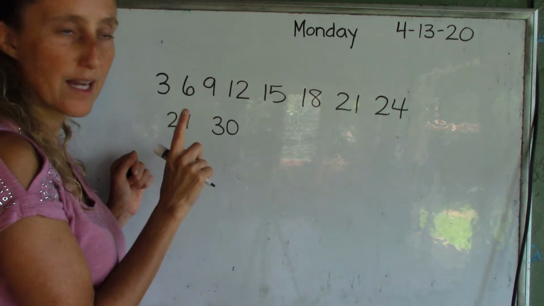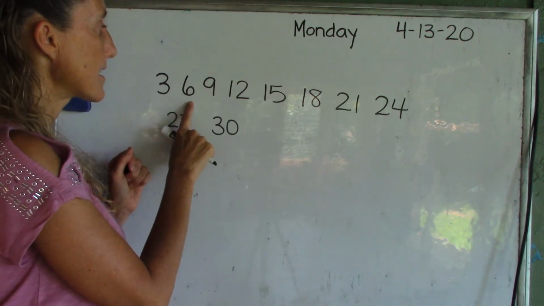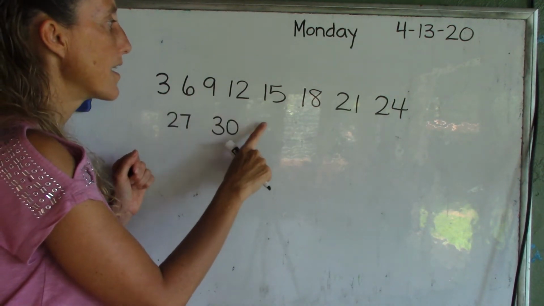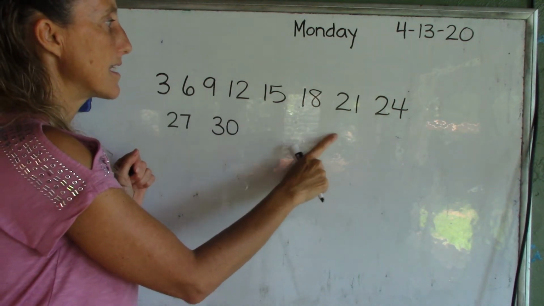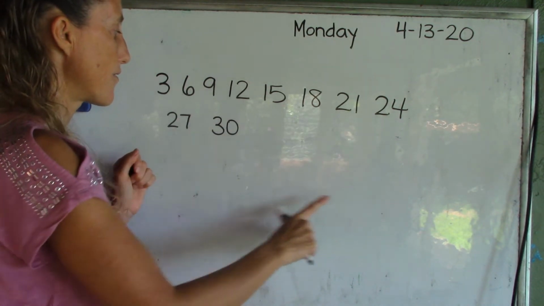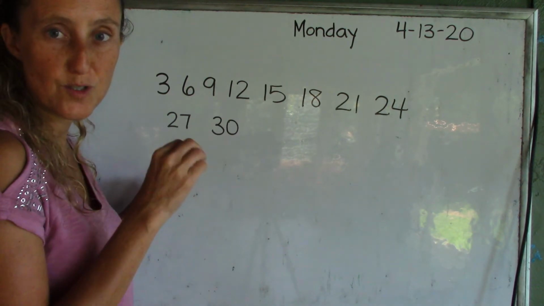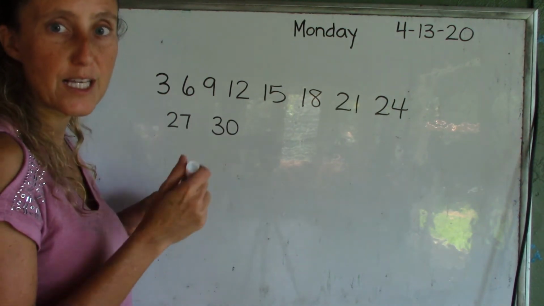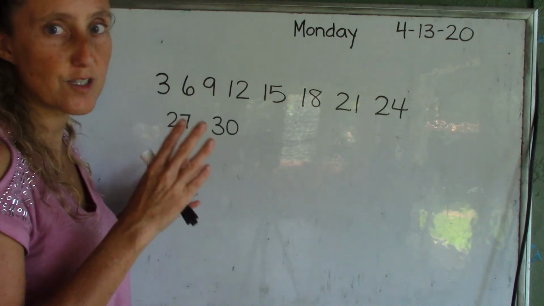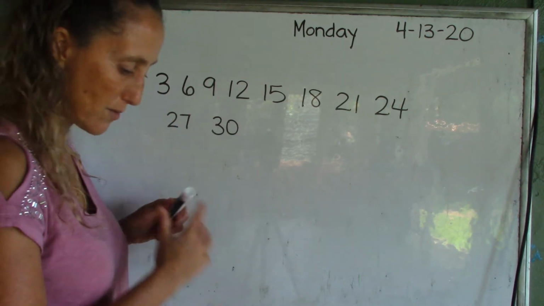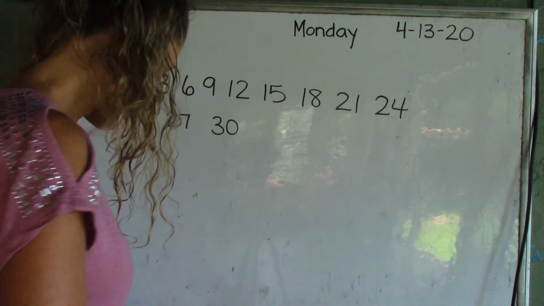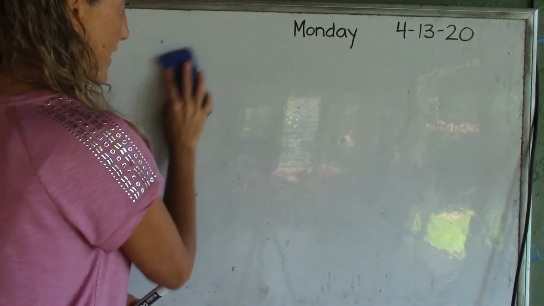Let's do it one more time. Ready? 3, 6, 9, 12, 15, 18, 21, 24, 27, 30. And this week we'll count by 3s. So keep practicing your 2s, 2, 4, 6, 8, 10. And then we're also practicing our 3s this week. Okay, let's go on with our lesson.